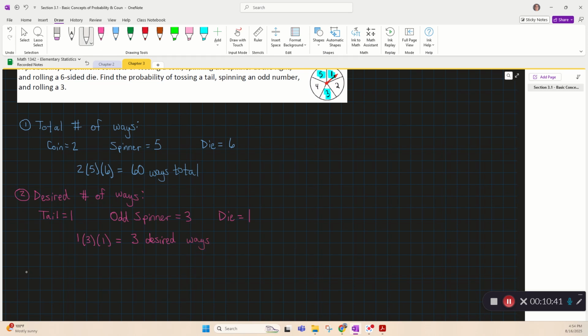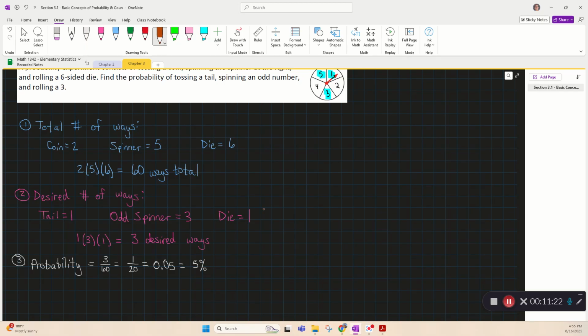And then the final step here is to get our probability. Probability would equal 3 over 60, which reduces to 1 over 20. Or if you wanted to put it as a decimal, you could say 0.05, or you could put it as a percent, that's 5%. You're like, my goodness, enough. I get it. That's the different ways you could write probabilities. You could write them as a fraction, a decimal, and a percent.